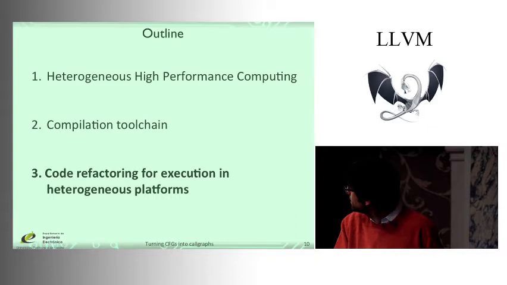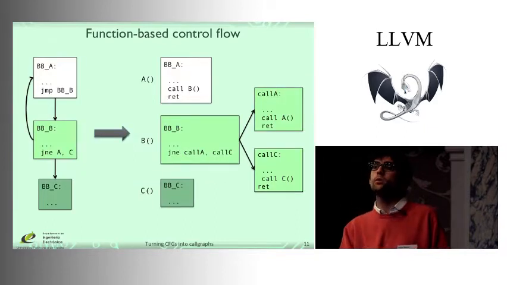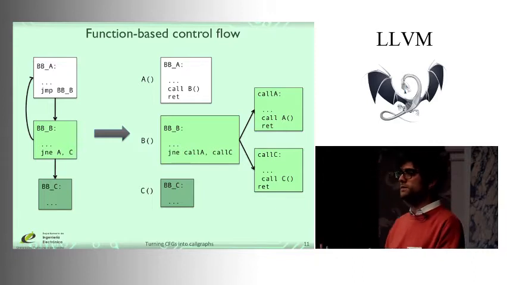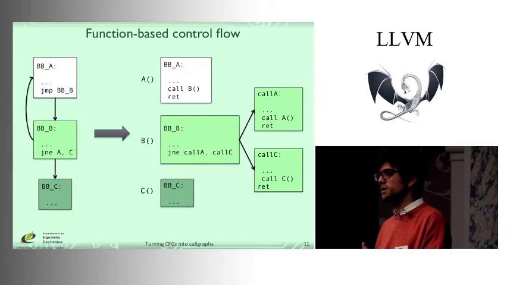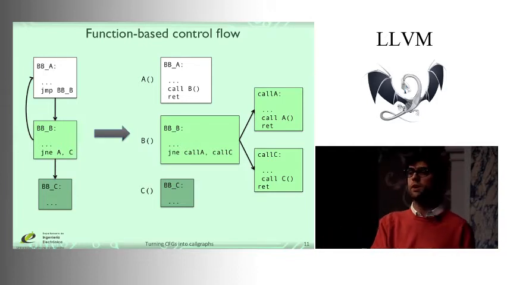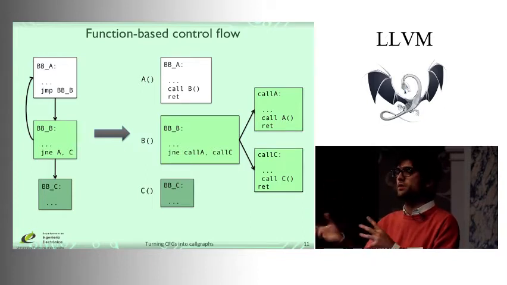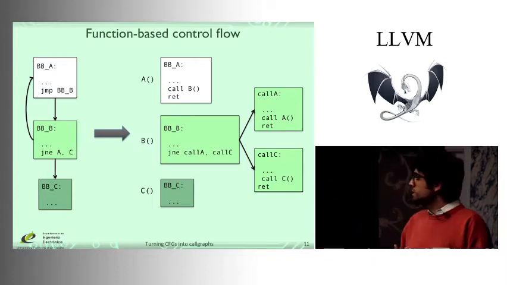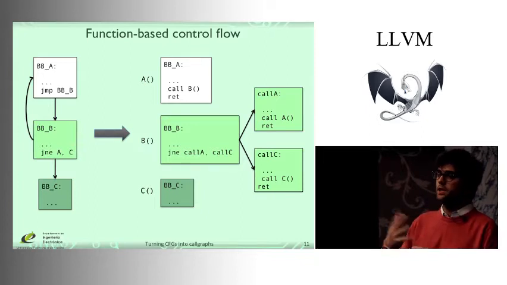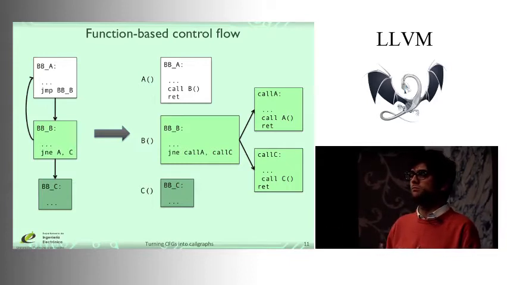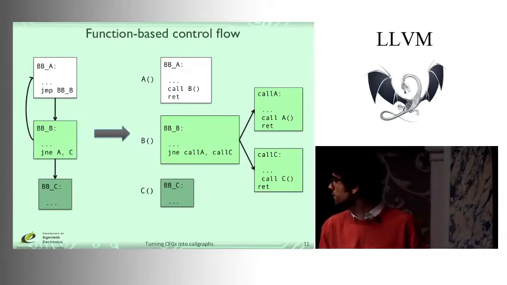Our approach is to translate the control flow graphs of a function into function call graphs. That means actually to split the function up into smaller functions. So we can then map each function to a different device and use a sort of remote method invocation technique to call different sections of the code.